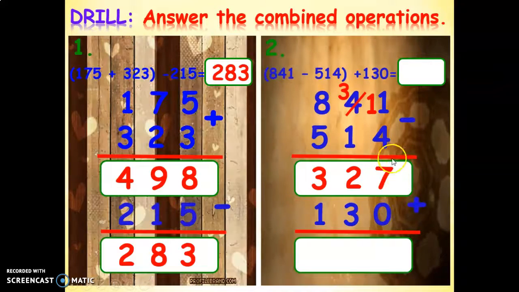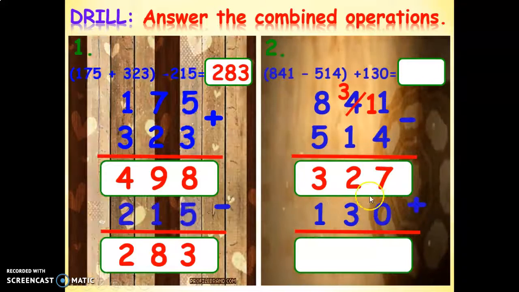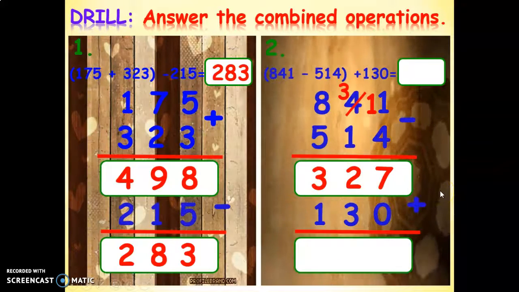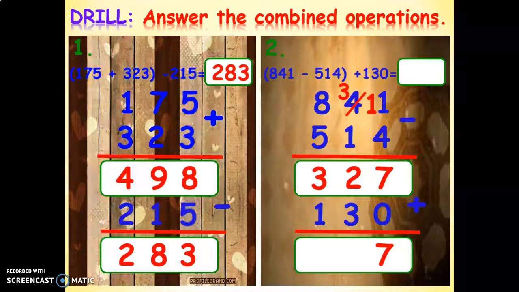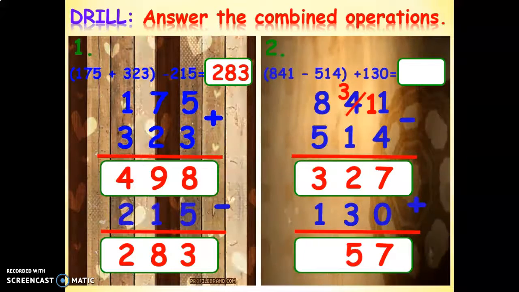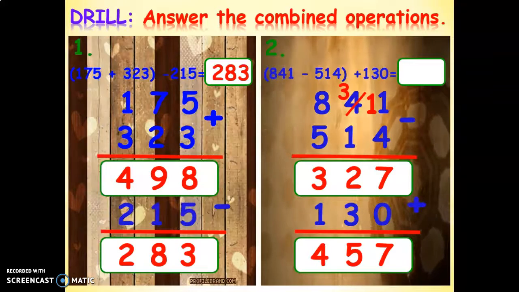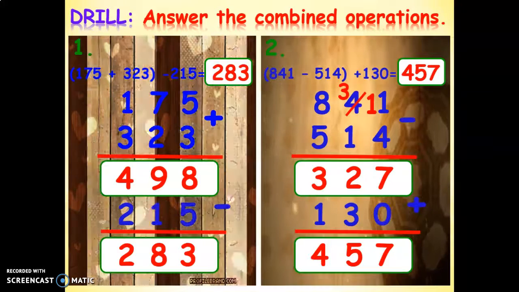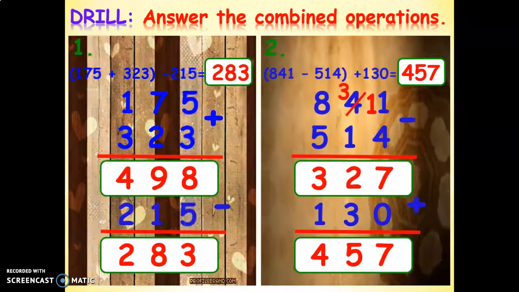Again, always start with the place value of ones and then move on to tens and then hundreds place. 7 plus 0 equals 7. 2 plus 3 equals 5. And 3 plus 1 equals 4. The final answer is 457. This is where we end the lesson.